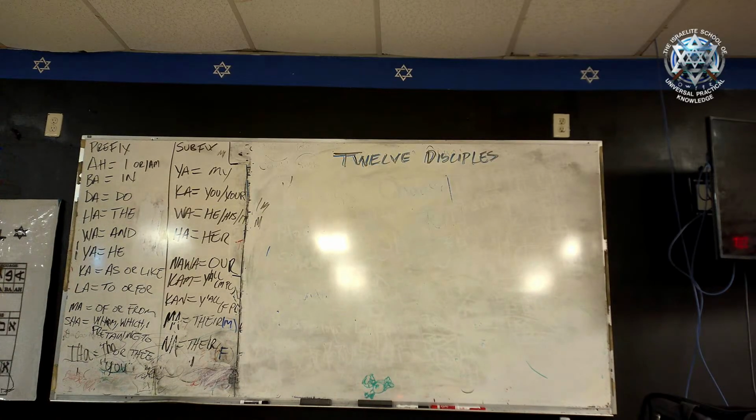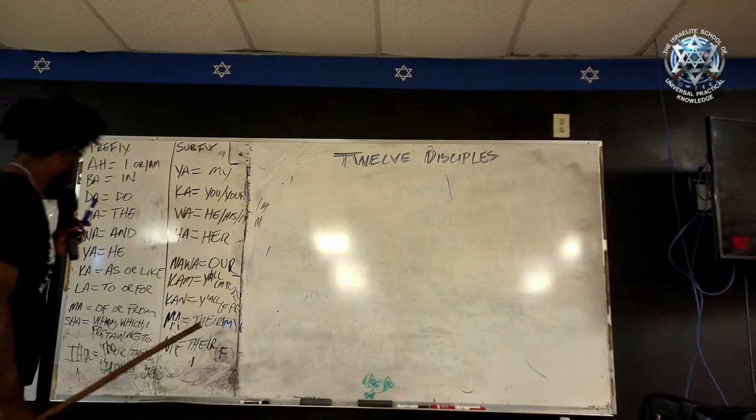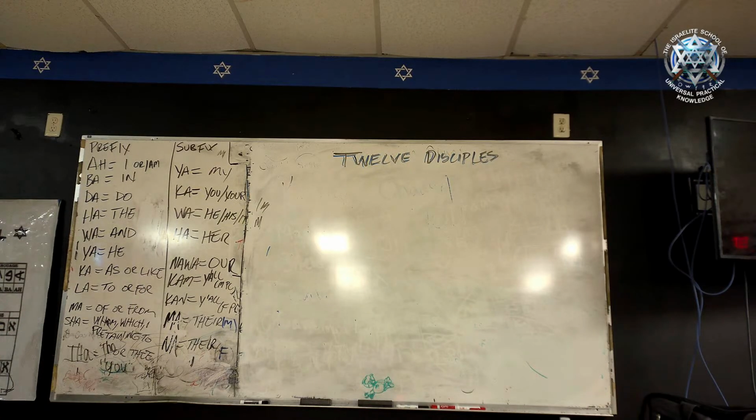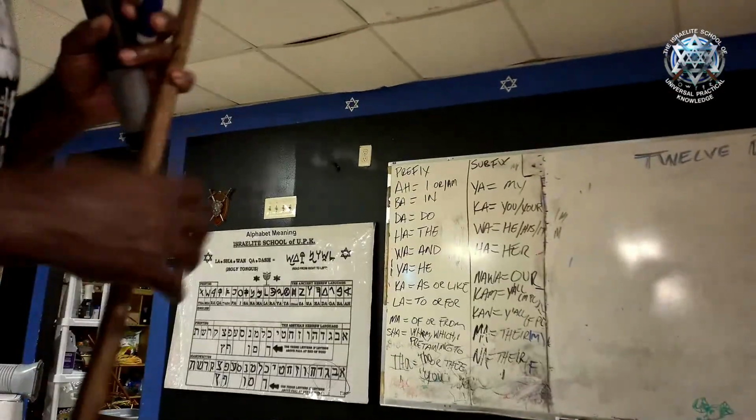All right, it's the Israelite School of Universal Practical Knowledge, started out of 1 West 125th Street, Harlem, New York, under commanding General YAHANNA. It is Friday, the Lashawan Qadash class where we get into our native tongue.